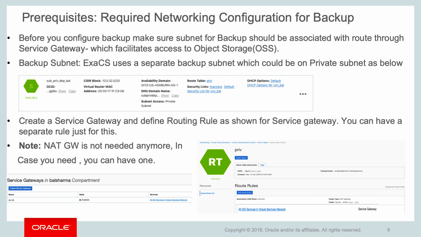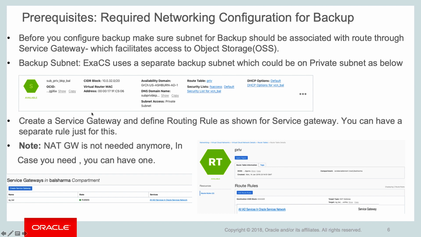So coming to the backup subnet, Exas uses a separate backup subnet, which we have seen during provisioning of the Exadata environment. And this backup subnet is going to reside on a private subnet. We use private subnets for all of the database deployments. In your case, it might look like what is shown here. So you have a private subnet, in my case subbrief bkp_bal, and it is associated with a routing table, which is brief in my case, and there are several security lists associated in my environment.